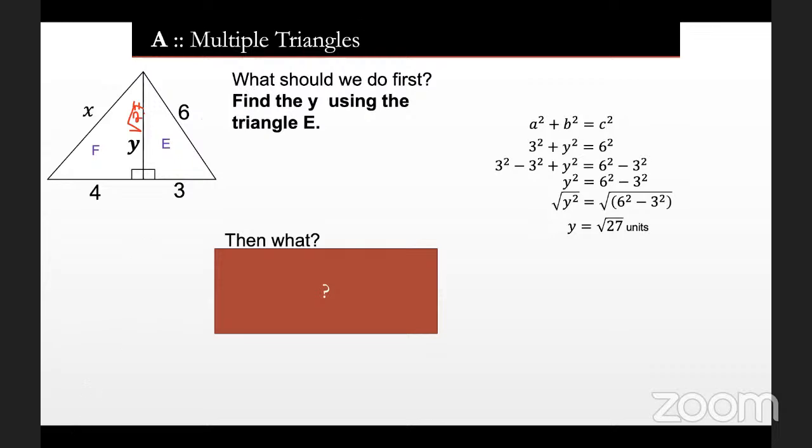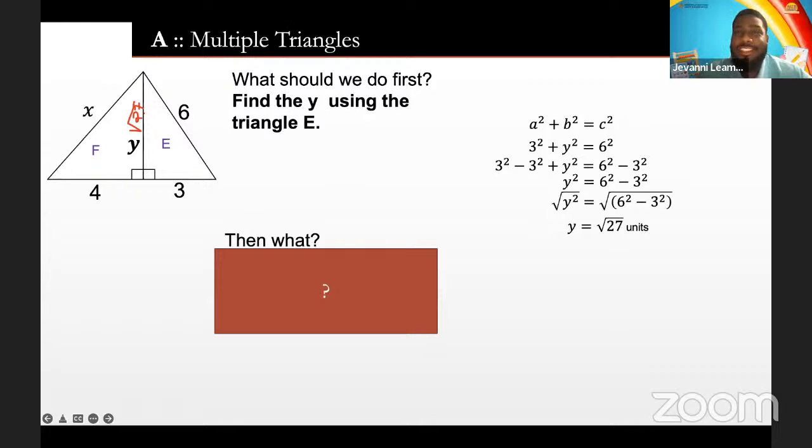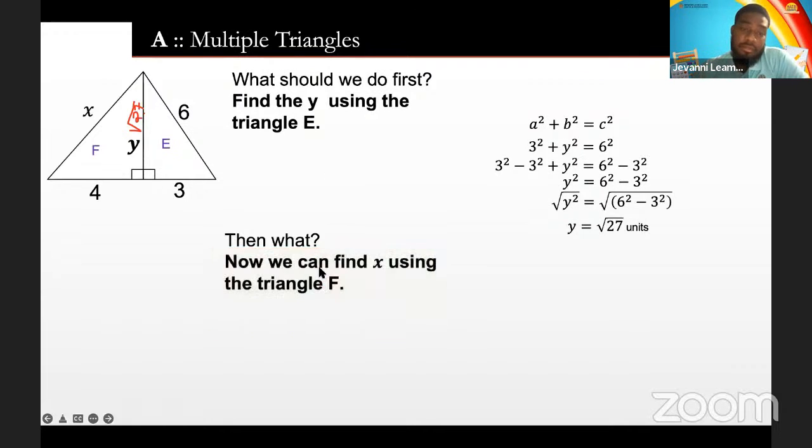That's fine. It's perfect. We can see it. So then what do we need to find next? What is the next thing that we need to find? X. Who said X? All right. So then we need to find X.